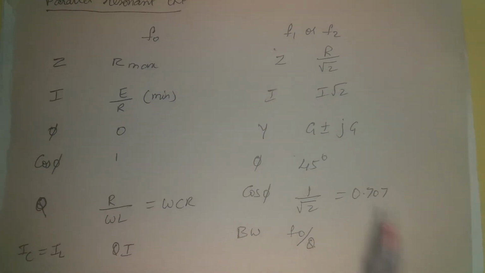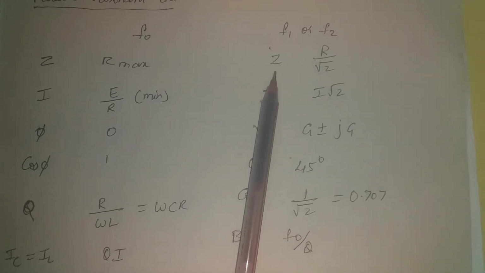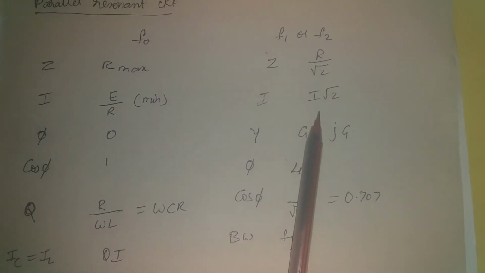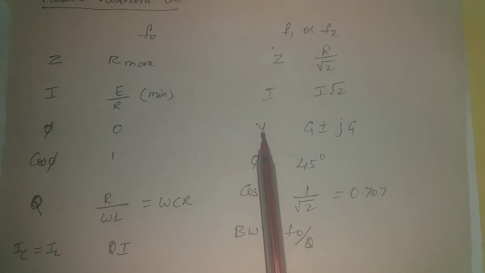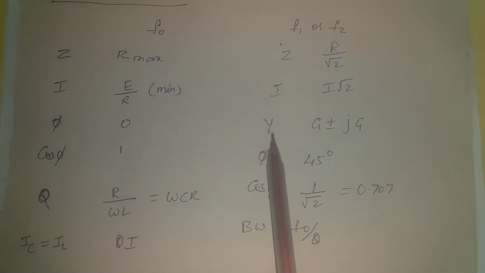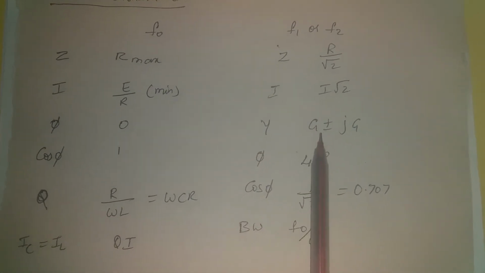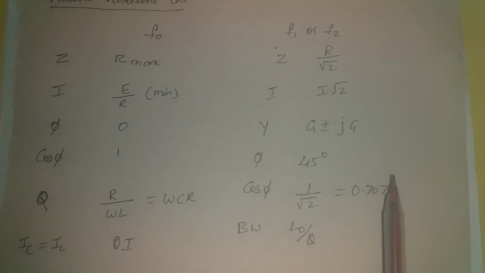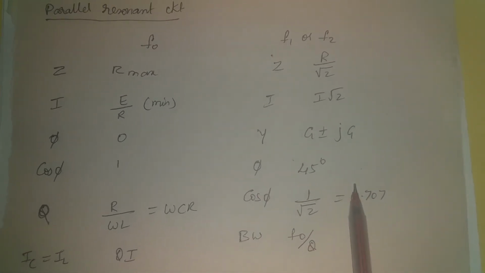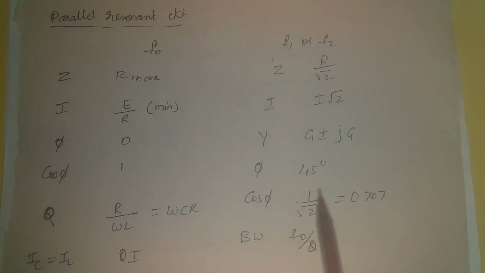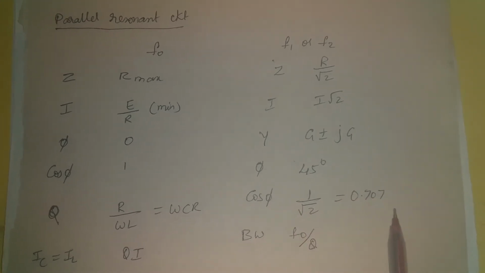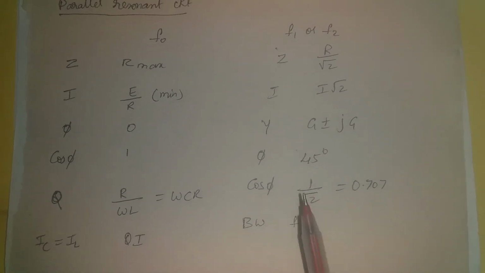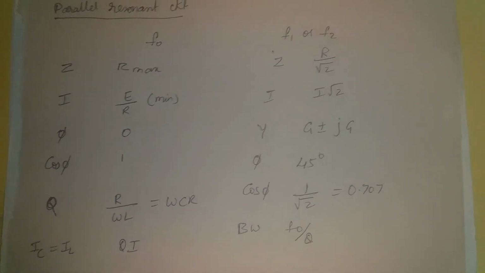At F1 or F2, impedance is R by root 2. I is I root 2. And the admittance is G plus or minus jG, conductance and susceptance. Phi is 45 degrees. Cos phi is 1 by root 2, which is equal to 0.707. The bandwidth is F naught by Q.